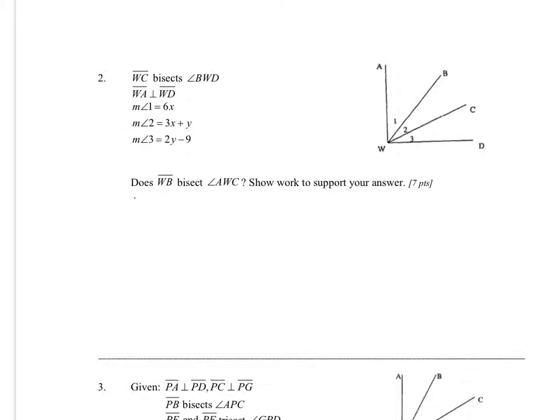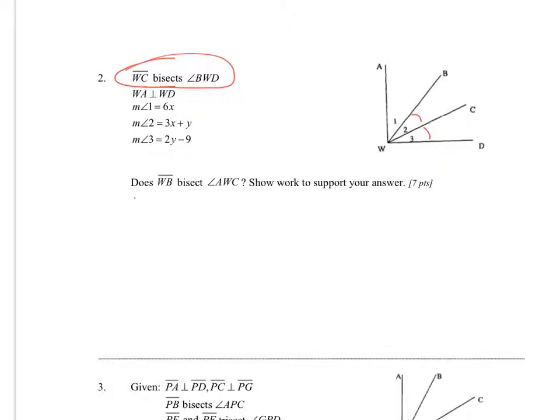Okay, let's just take a few minutes to look at these two problems. These were the ones that caused the most headaches on the quiz, I would say. We are given some information here that WC bisects angle BWD. Okay, so based on that, we can make the conclusion that angles BWC and CWD are congruent.